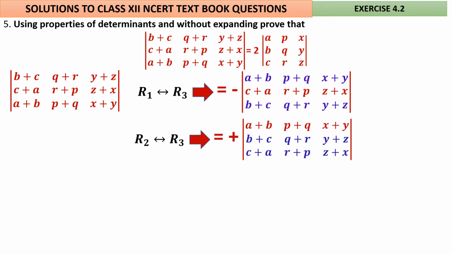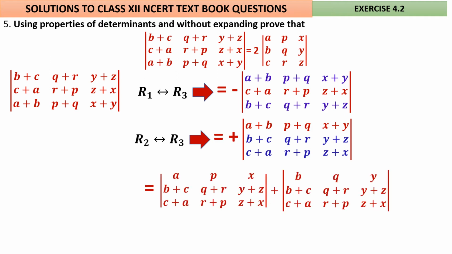Therefore, you get A plus B, P plus Q, X plus Y in the first row, and B plus C, Q plus R, Y plus Z in the second. We are doing it because after seeing the right hand side, A, P, X, B, Q, Y, C, R, Z, we want it. But we have done it.